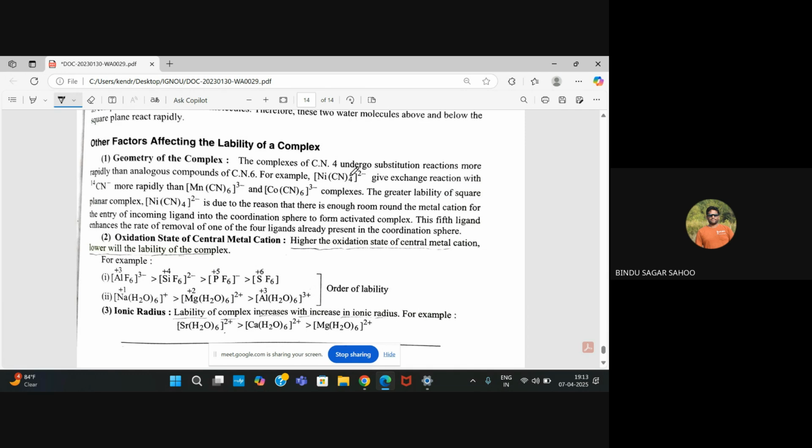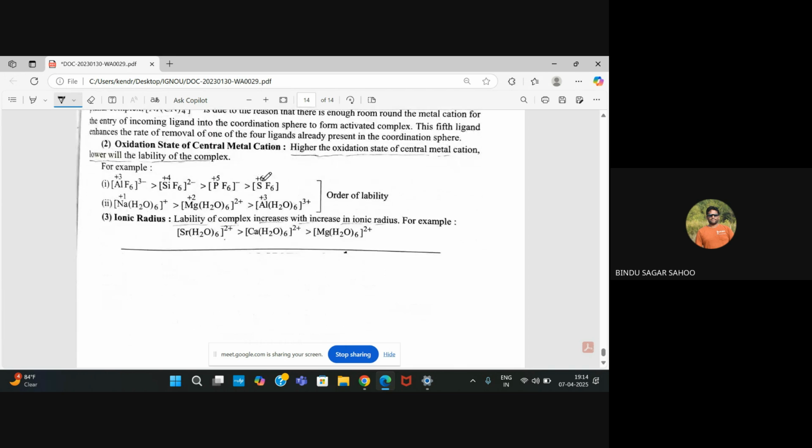Because in coordination number 6, six ligands are already attached to the metal. It is already making steric hindrance. In coordination number 4, the amount of steric hindrance is less. So the incoming ligand can easily interact with the metal complex and perform the reaction at a better rate. So when there is coordination number 4, there is no doubt it will be a labile complex compared to coordination number 6.